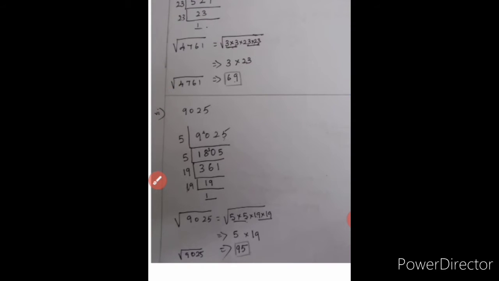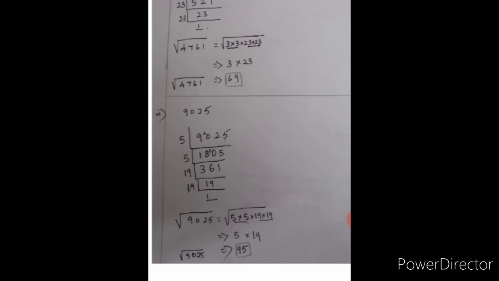Your next question is 9025. As the number ends with 5, you can divide by 5. 5 ones are 5. 9 minus 5 is 4. Then 5 eights are 40. Again 2 is there, which is not divisible by 5. You have to bring the next number. So add 0 here and then 5 fives are 25.